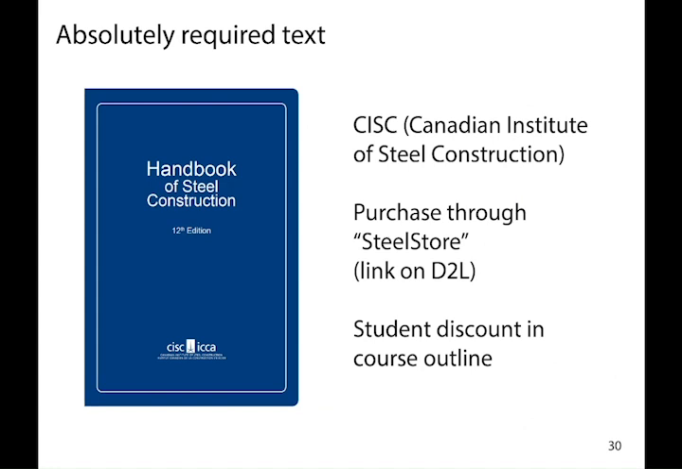It takes you to the Steel store. It's sold directly by CISC. There's a student discount code. Usually the book's like $400. Student price is $184 plus tax. All right, so relatively cheap. Surely you can find somebody.